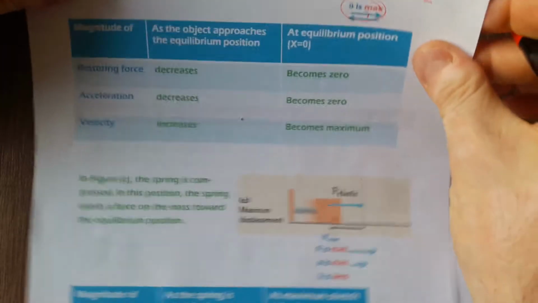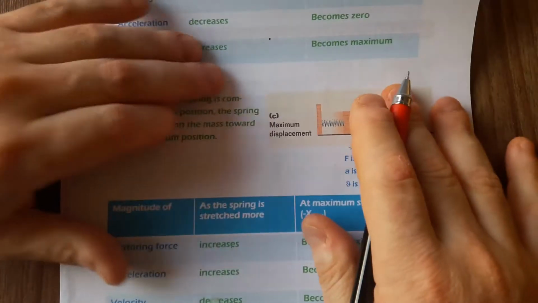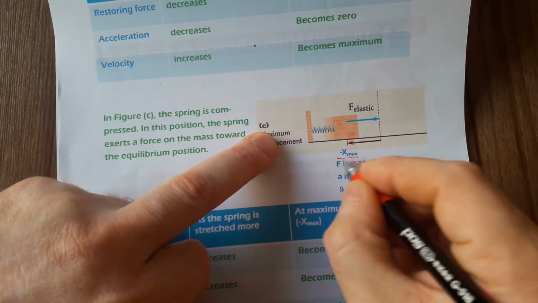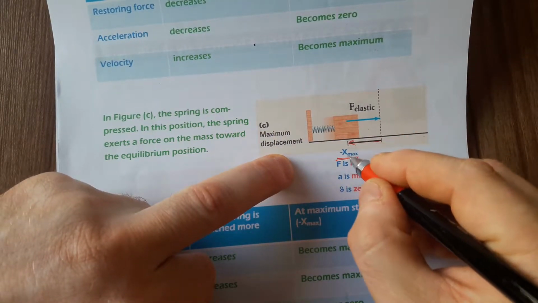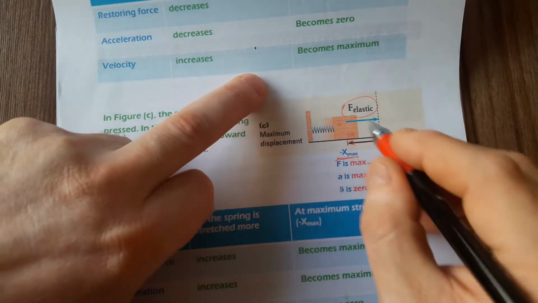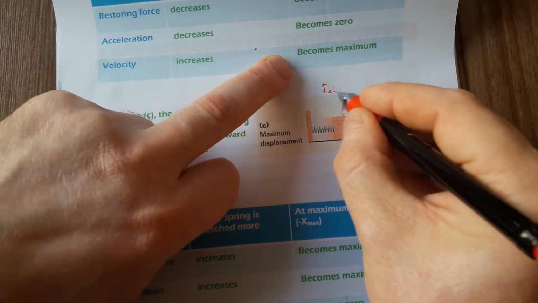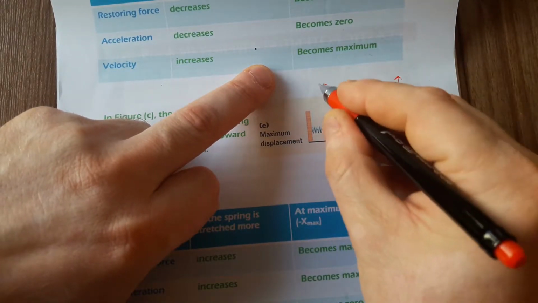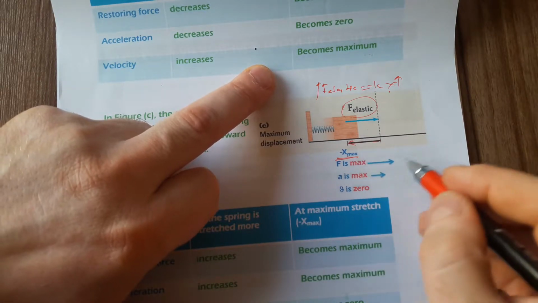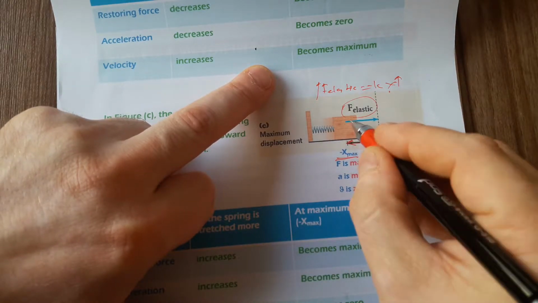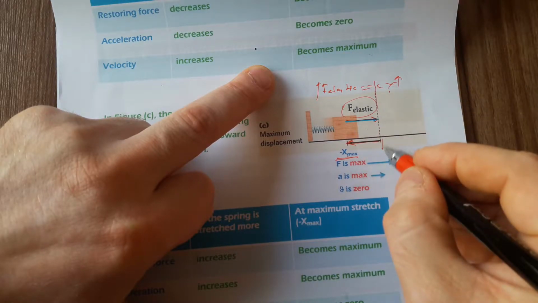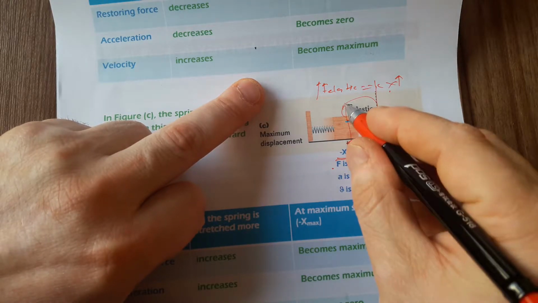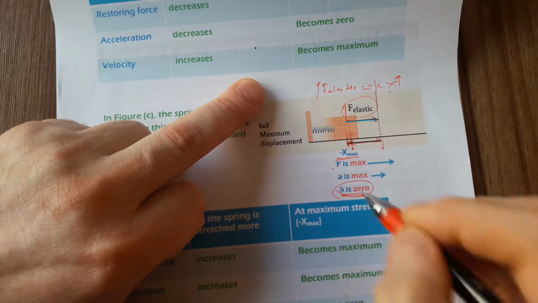But after passing the equilibrium position, it starts to compress the spring again. As it compresses the spring, and of course x increases, the elastic force starts to increase again. Because remember, F elastic is equal to minus kx. If x starts to increase, the elastic force also increases in magnitude, but in the opposite direction. Because the displacement is to the left, the elastic force will be towards the equilibrium position, to the right.